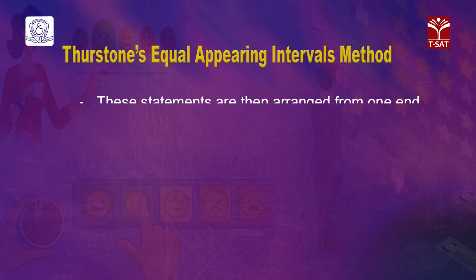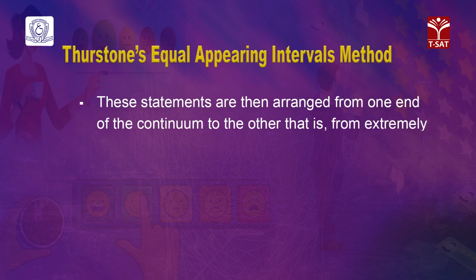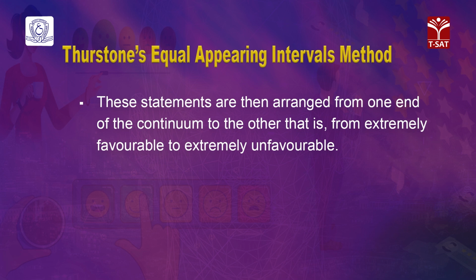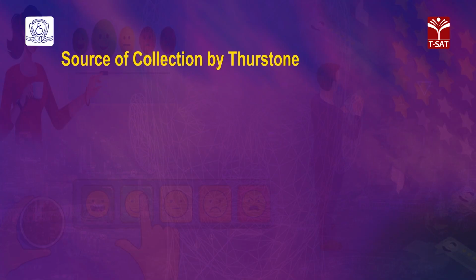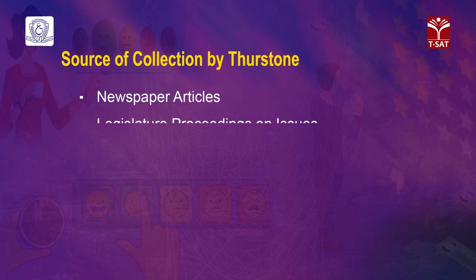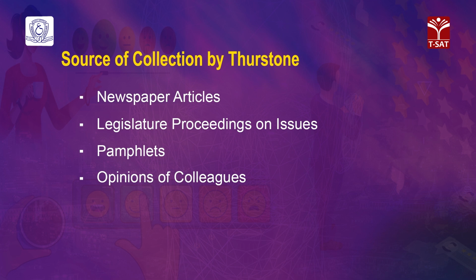These statements are then arranged from one end of the continuum to the other end, that is from extremely favorable to extremely unfavorable. Now, they are arranged in equal appearing intervals, so that a scale resembling a foot rule, your ruler, could be constructed. Thurstone collected a list of statements from several sources like newspaper articles, legislature proceedings on issues, pamphlets, and opinions of colleagues, and in several ways he collected all these opinions.